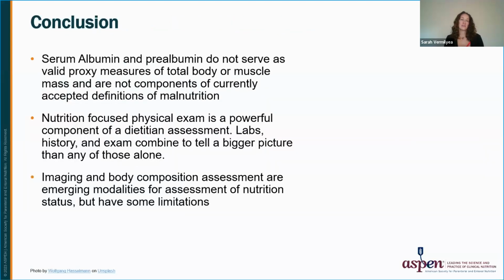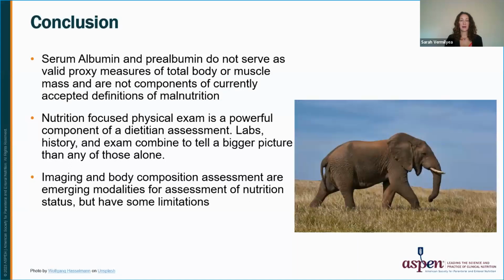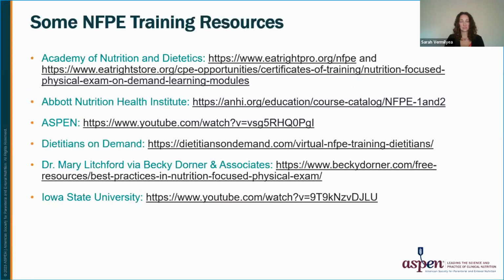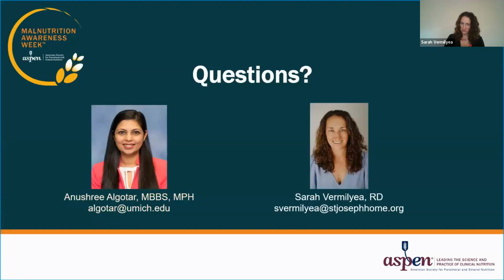So in conclusion, serum albumin and pre-albumin, as Dr. Algotar was describing, do not serve as valid proxy measures of total body or muscle mass and are not components of currently accepted definitions of malnutrition. A nutrition-focused physical exam is a powerful component of a dietitian assessment. The labs, the history, and the exam combine to tell a bigger picture than any of those alone. And imaging and body composition assessment are emerging modalities for assessment of nutrition status, but like everything else, they have some limitations. Here are the references for my talk, some additional resources that are great, those NFPE training resources.